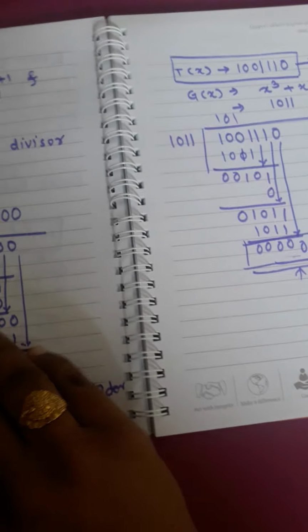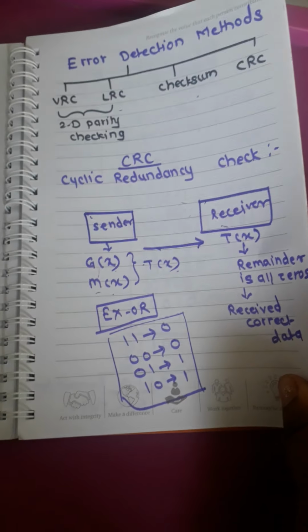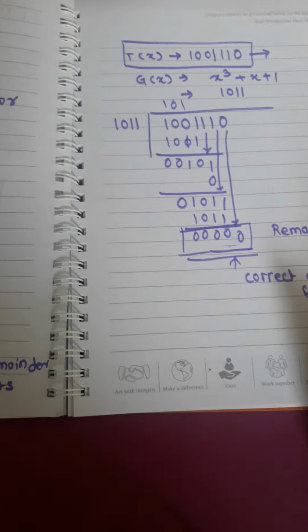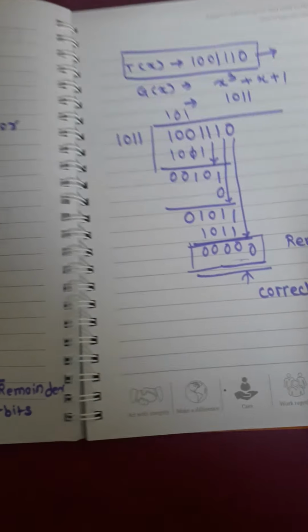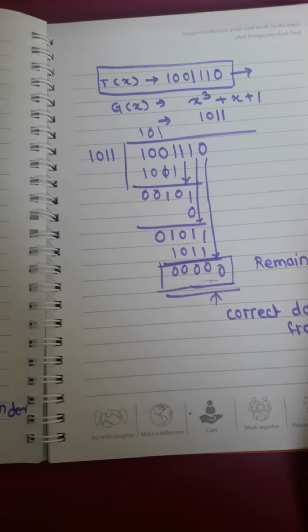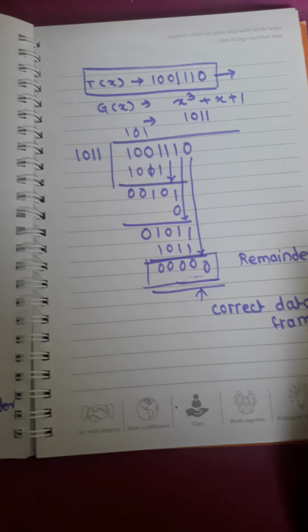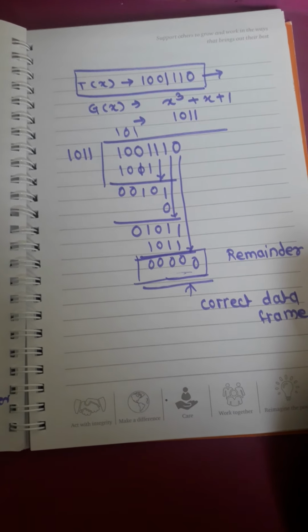I hope you understood the CRC method. This is the simple example which we have solved right now. In the next video we will see 2 more examples, so this will be clear to you. This CRC is very much important with respect to your university question papers, as well as if you are preparing for the GATE examination. Okay, thank you.